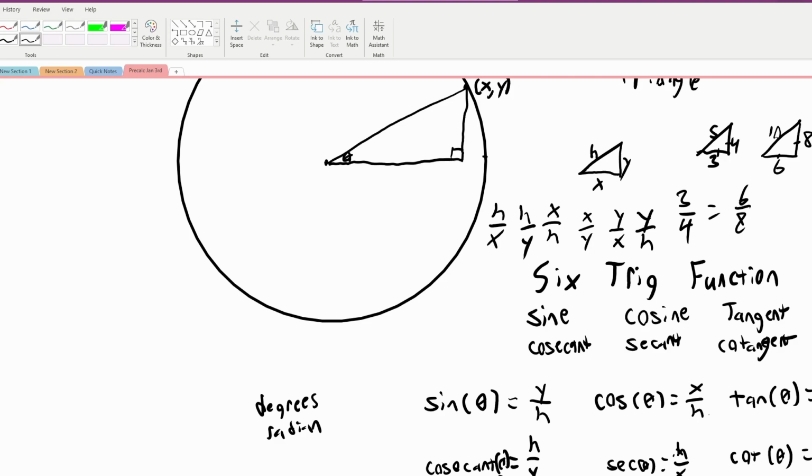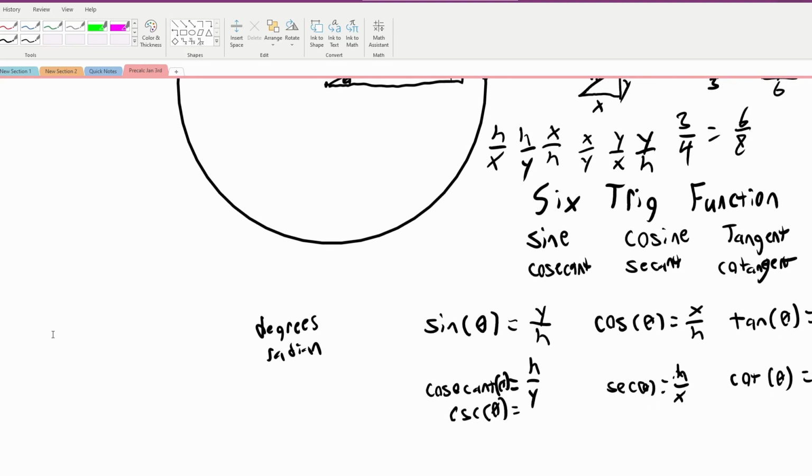Now, if we're applying these to the unit circle specifically, the value for h is going to be set to 1, because all of these are similar triangles that specifically have a radius of 1. And so that means our sine, instead of being y over h, our sine of theta is just simply going to be the y coordinate of that point. The cosine of theta is simply going to be the x coordinate, and the tangent of theta is going to be the ratio of sine over cosine, or y over x still.